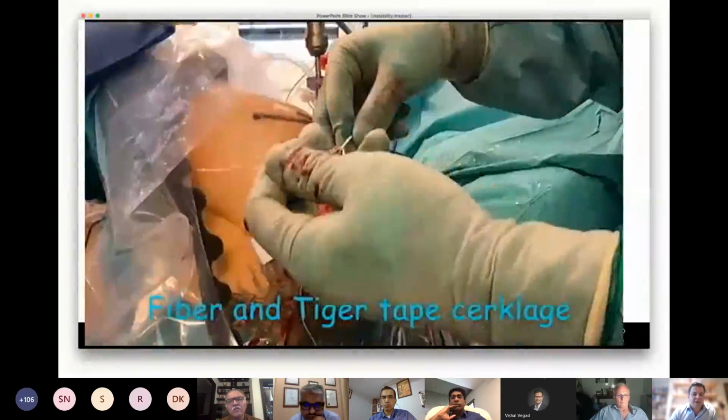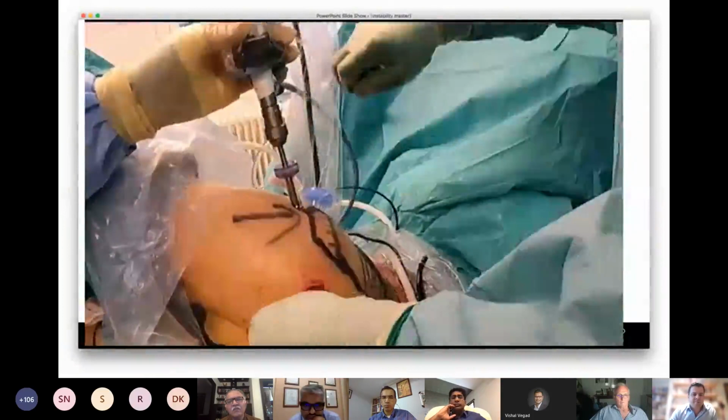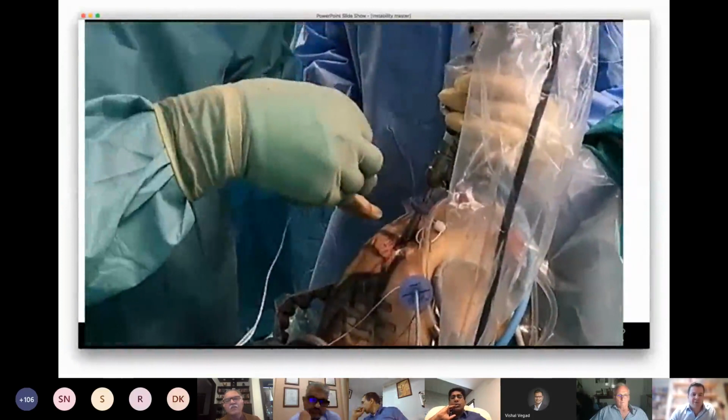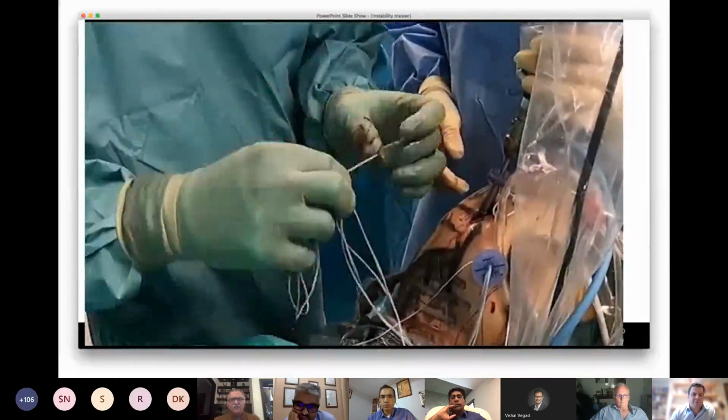So then I pass the FiberTape cerclage through the inferior channel and out of the anterior portal. As you see, I am using the long PassPort cannula, 12 millimeters, 5 centimeters, and I cut it lengthwise. So then I pass the cerclages through the bone block. And then again, through the superior channel.